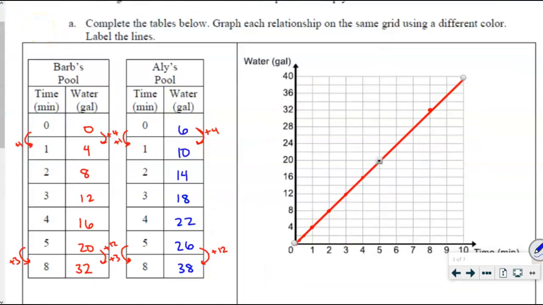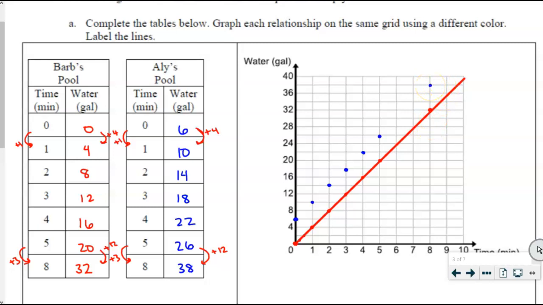to Allie. Allie started with 6 gallons in her pool. So over 0 and up 6, she already has 6 gallons. She is still filling it 4 gallons every minute. So 1 minute has passed, 4 extra gallons. At 2 minutes, she has a total of 14 gallons. At 3 minutes, she has 18 gallons. 4 minutes, 22 gallons. 5 minutes, 26 gallons. And again, I'm going to skip ahead. 8 minutes, all the way up here, 38 gallons.